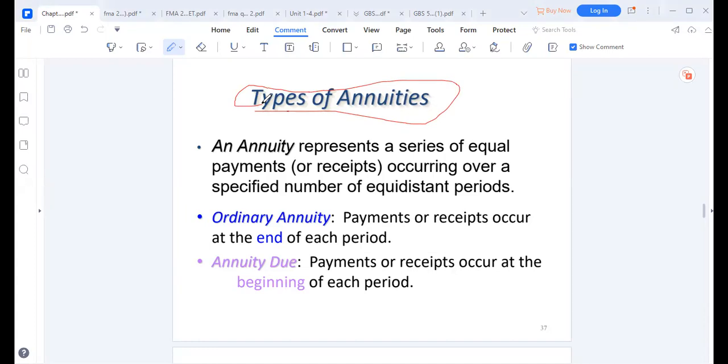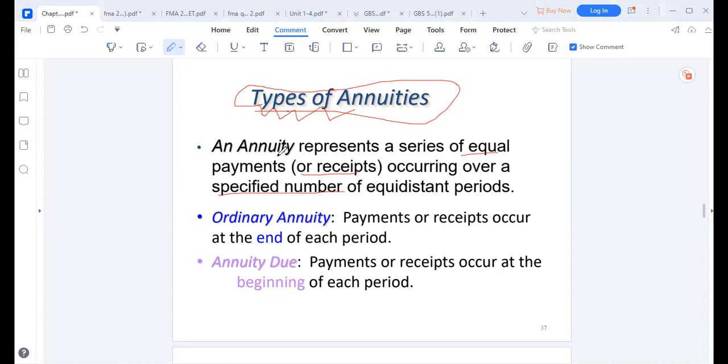So as we're looking at this, we are simply saying an annuity is a series of equal payments or equal deposits. Or an annuity represents a series of equal payments or receipts occurring over a specified number of equidistant periods.